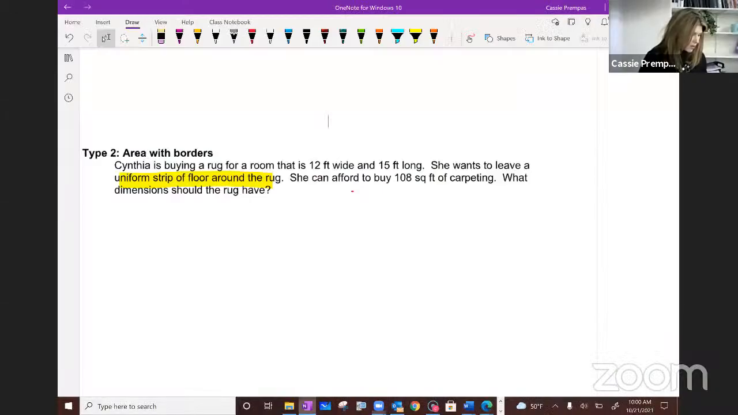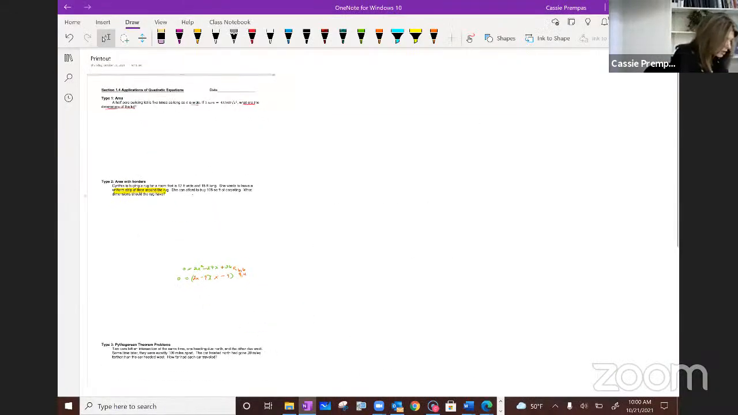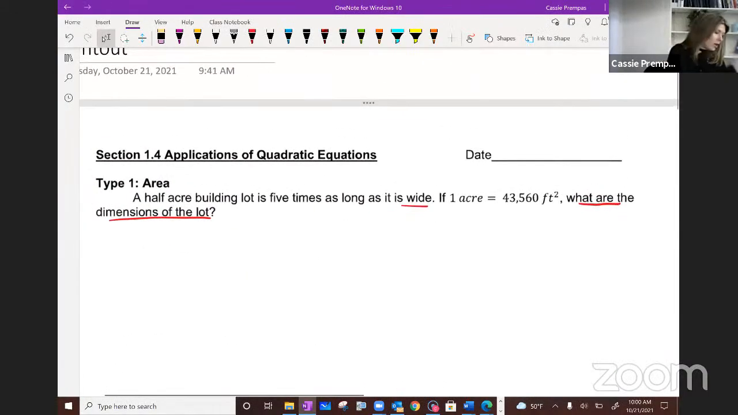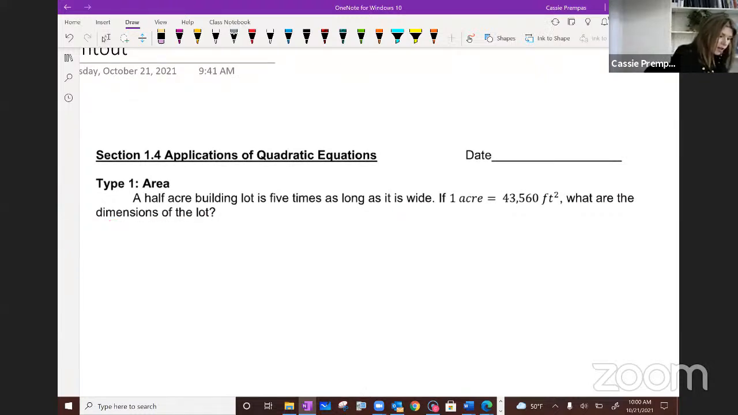Okay, let's go ahead and start these notes together. Share the screen. Oh, there's my face. And let's go ahead taking a look at number one. Number one, it says a half-acre building lot is 5 times as long as it is wide. What are the dimensions of the lot?